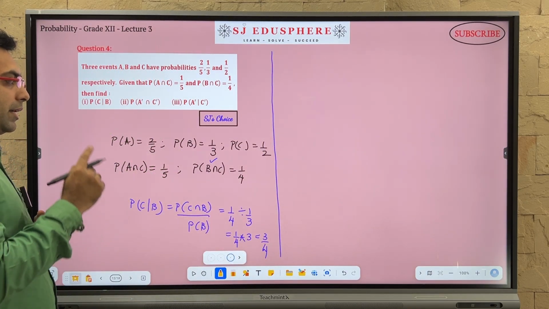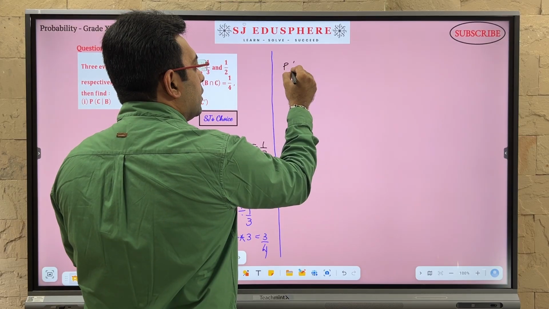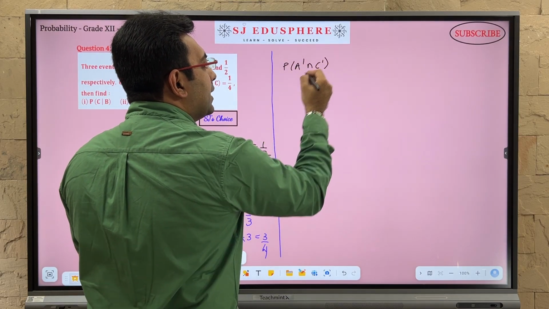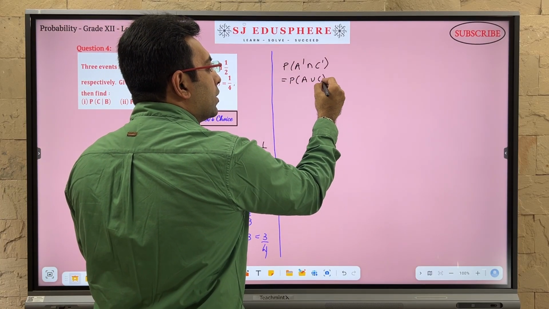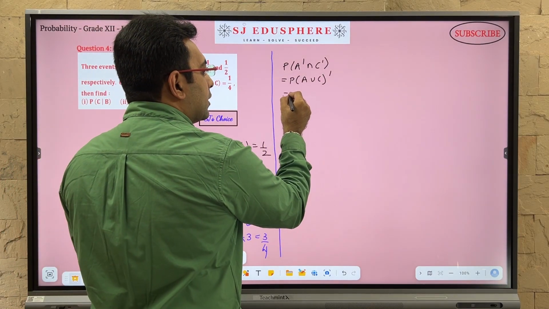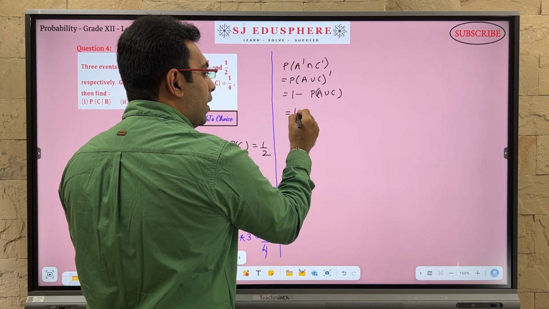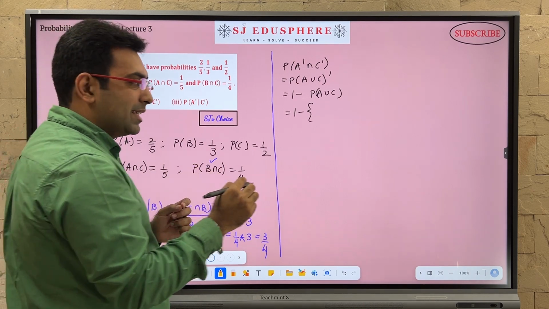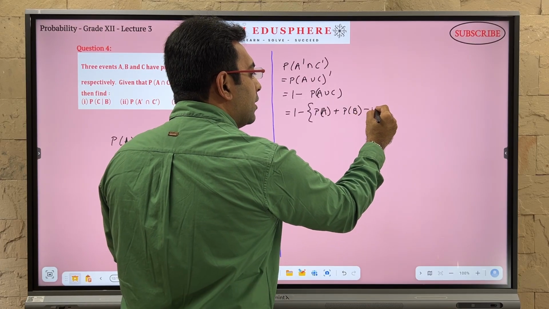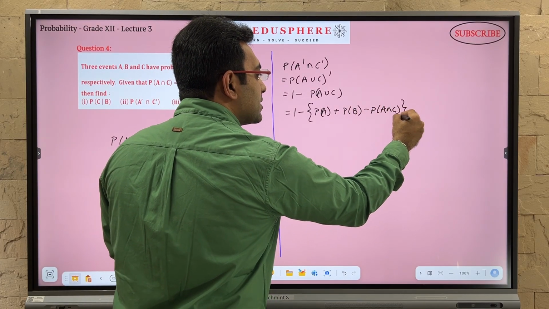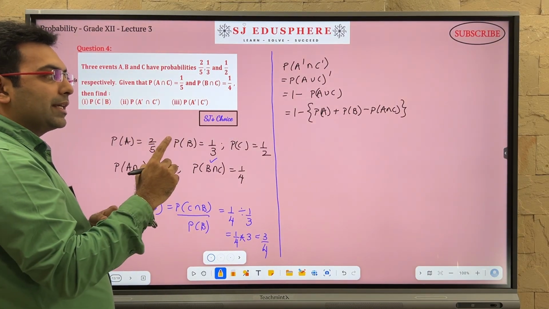Next, probability A complement intersection C complement. So probability A complement intersection C complement, De Morgan's law, is probability A union C the whole complement. That is 1 minus probability A union C. So 1 minus, be careful with the minus sign, probability A plus probability B minus probability A intersection C. I know probability A, I know probability B, I know A intersection C.